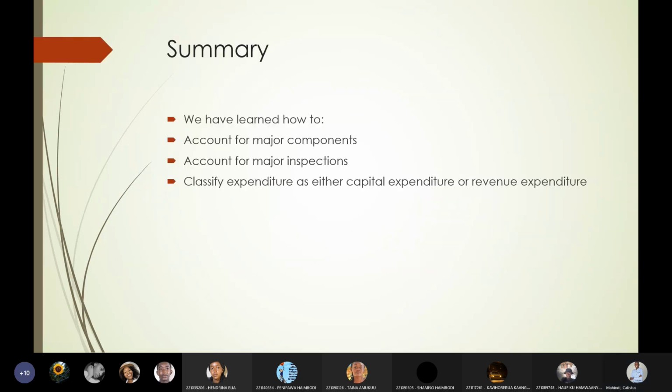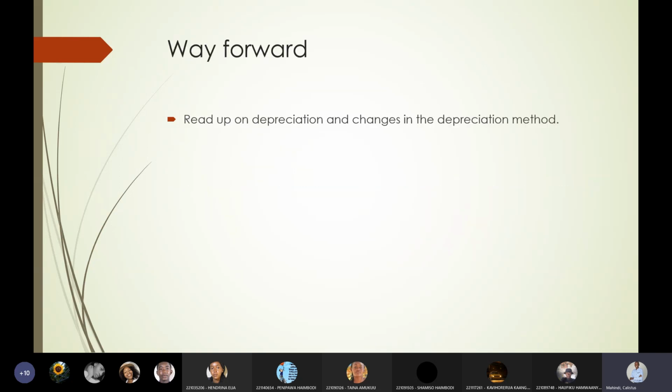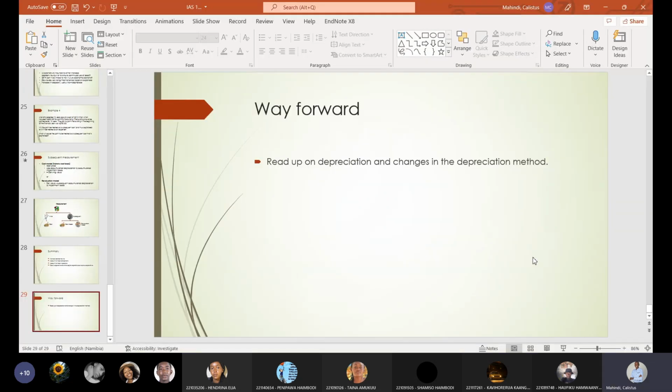In this set of slides, we've learned how to account for major components and major inspections, and how to classify expenditure as either capital or revenue expenditure. So read up part 3 on the slides, which deals with depreciation and changes in the depreciation method. And I will see you tomorrow.